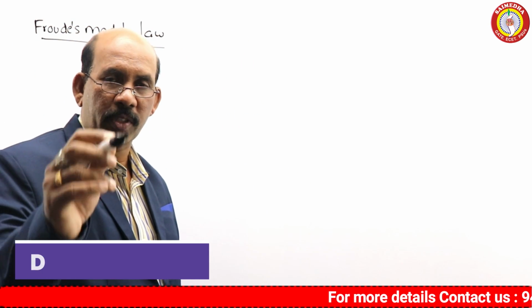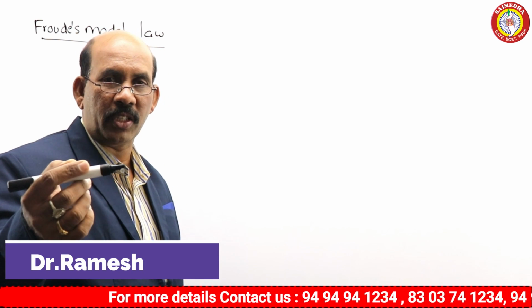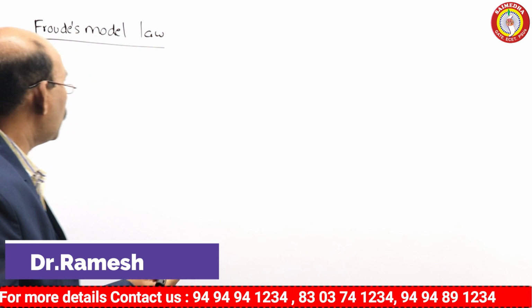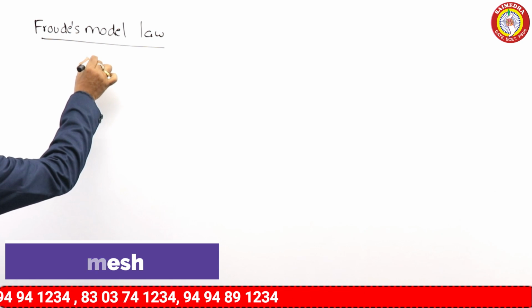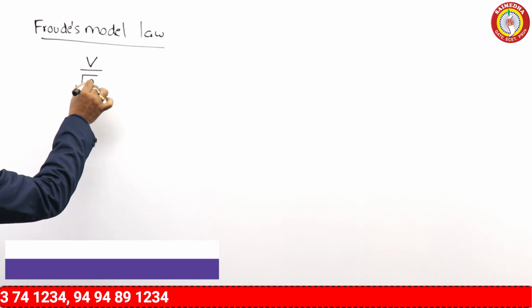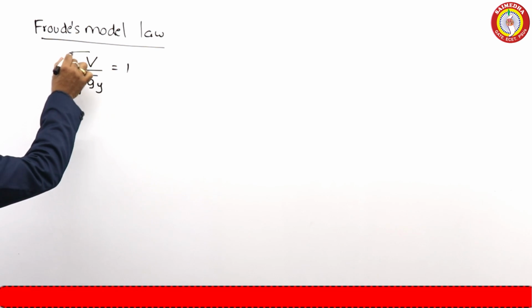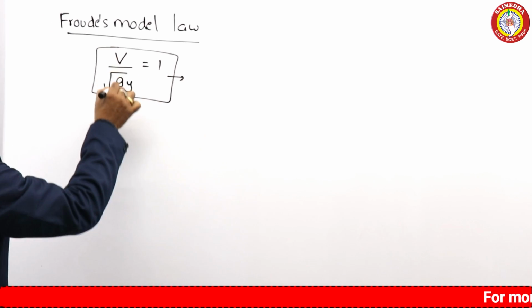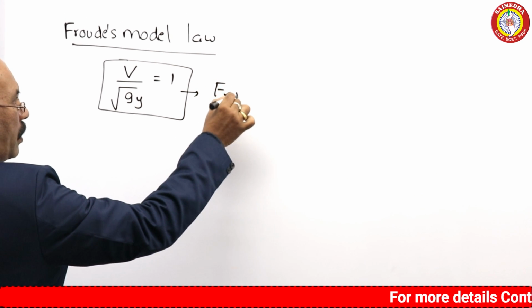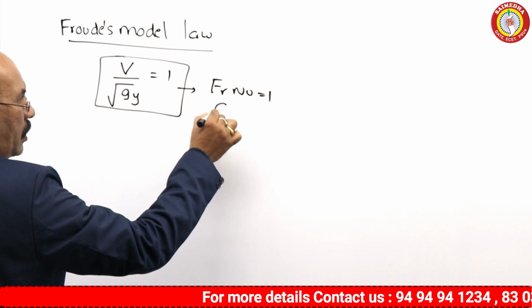Now let us see Froude's model law, and as we have seen the relationships between the velocity ratio, the discharge ratio and the force ratio, let us continue with some more ratios. As we have seen in Froude's model law, V divided by root gy is equal to 1. This V by root gy is the Froude number. If the Froude number is equal to 1, this is nothing but the critical flow.